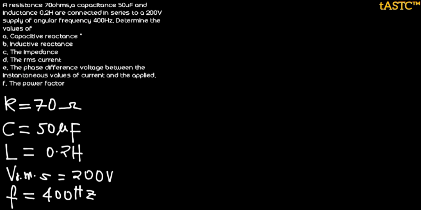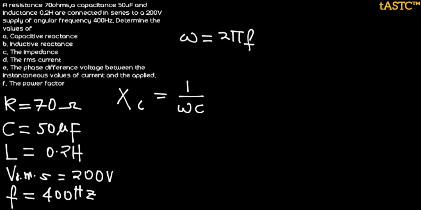So we need to determine the capacitive reactance as the first question. Now capacitive reactance is represented as X sub C, and that is equal to 1 divided by omega C. Now omega, that is the angular velocity, and that is written as 2 pi f. We do not know what this is exactly, but at least we were given the frequency, so we could use that to find the angular speed. So this is 1 divided by 2 pi f, multiplied by C.